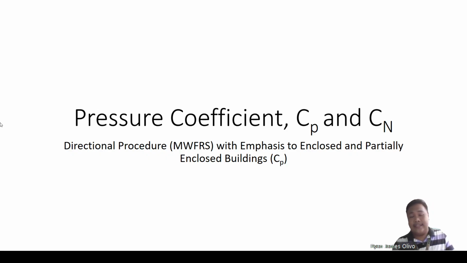Cp and Cn are pressure coefficients. We will focus mostly on these, and in this lecture we will have some examples. And after these examples, like I said earlier, you will also have your own assignment. We will focus on the directional procedure for the MWFRS, which is emphasized on enclosed and partially enclosed buildings.